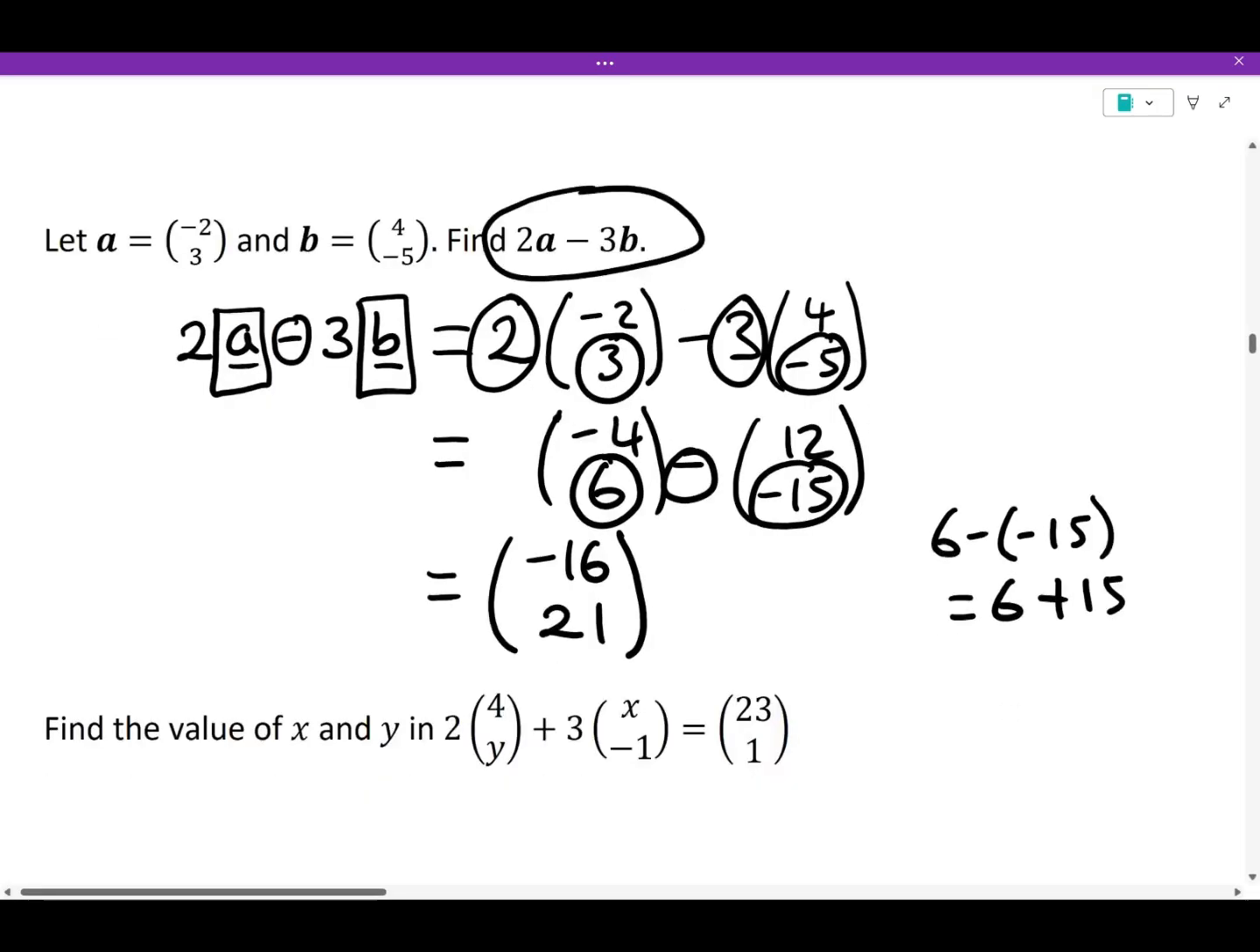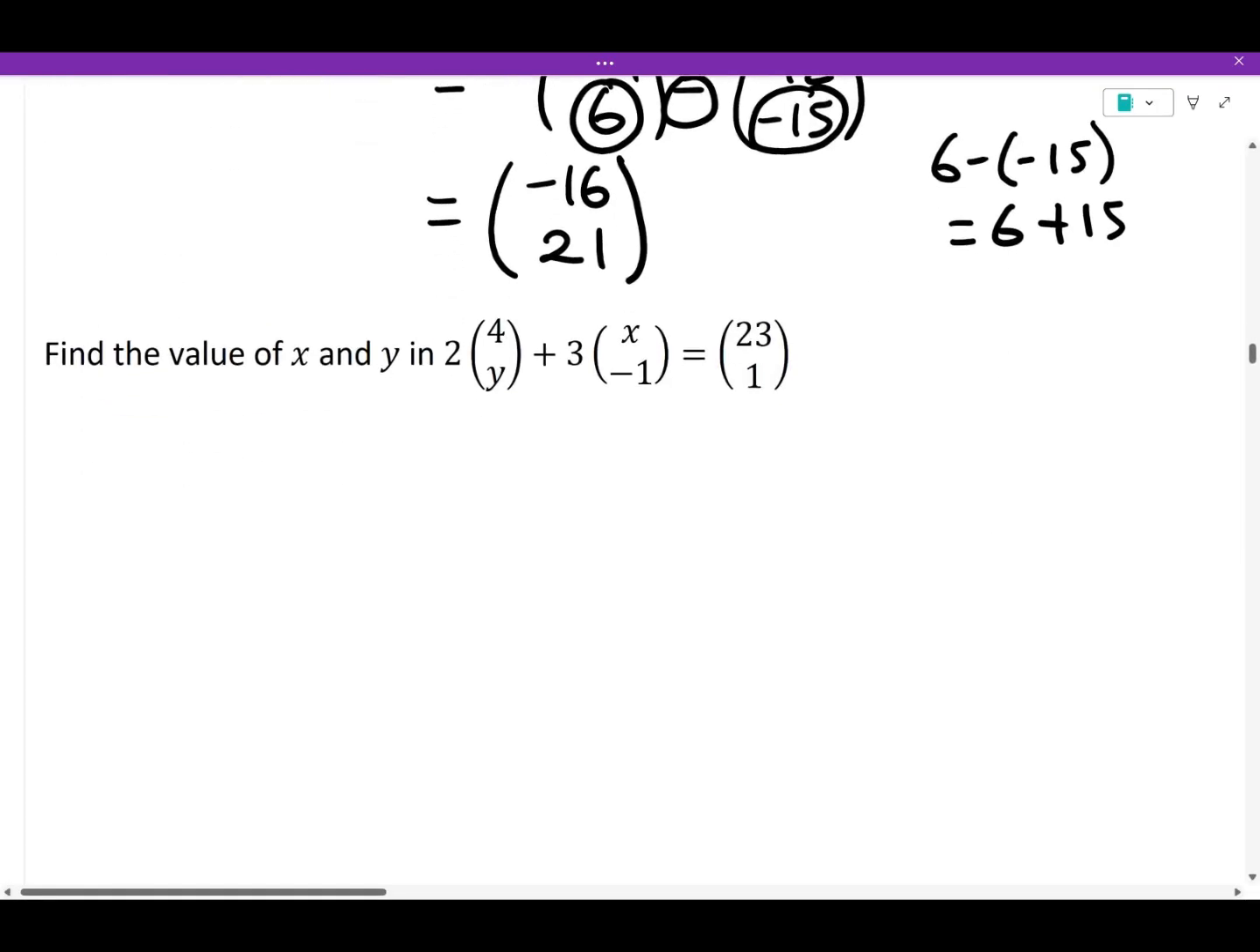Let's have a look at another question involving a little bit more algebra. We need to find the value of x and y in this equation here. It's an equation because we've got our equal sign, so we need to make use of both sides. When you're trying to solve an equation involving vectors, the first thing I'm going to do is try and write both sides as a single vector. The right-hand side is written as a single vector. That's fine, I'm not going to touch that.